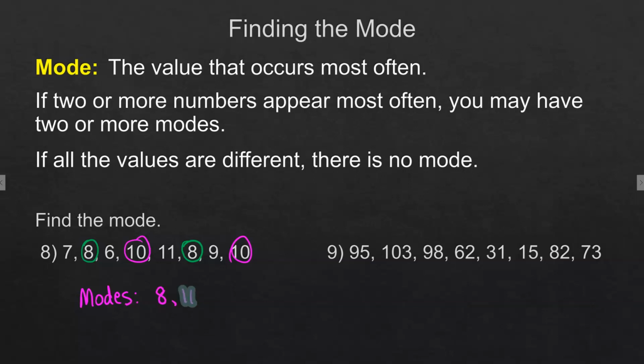So it's possible to have more than one mode, and it's possible not to have a mode. If we had had one number occurring 3 times, then that would be the mode, right? So you're looking at the most number of occurrences for the numbers. Now, when we look at our second set of data, we don't actually have any numbers repeating.